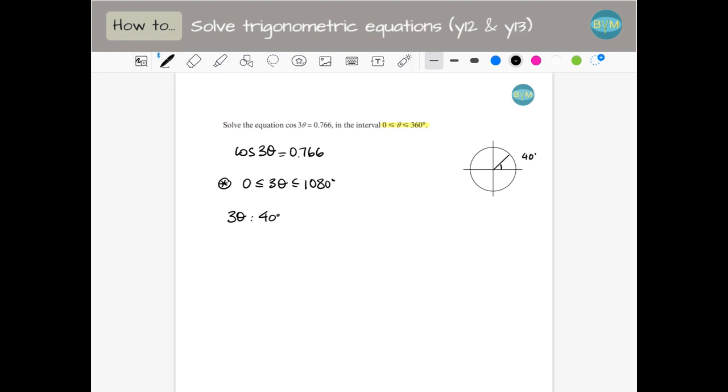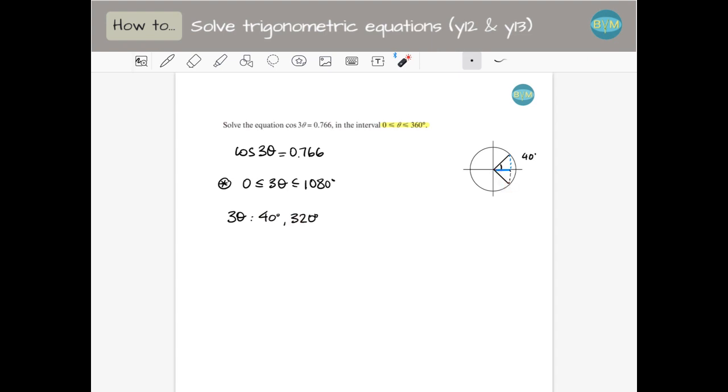And I need another angle that has the same cos. Cos is the x component, yeah, this one. So I need another angle, which will be the symmetrical in the x-axis. So is this angle here, which is really 360 minus 40, which is 320, sorry, 320. So this is my main answer with the calculator, and this is the equivalent one.